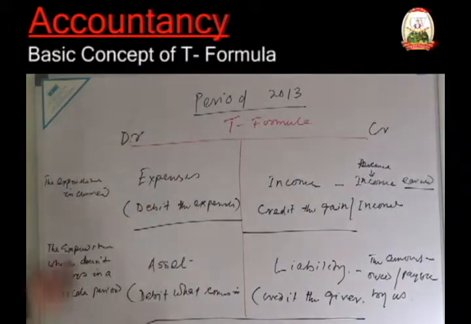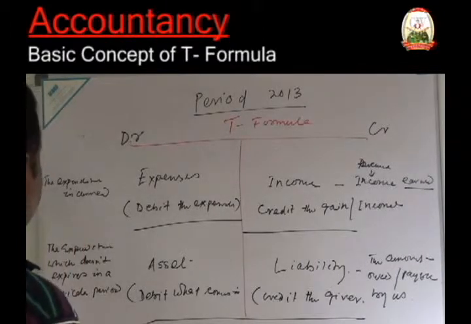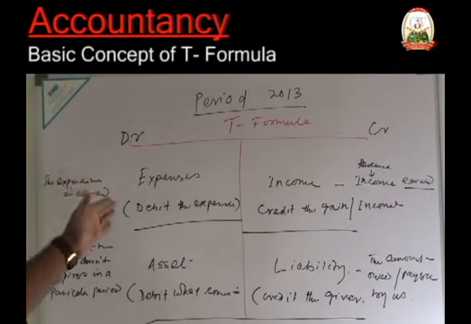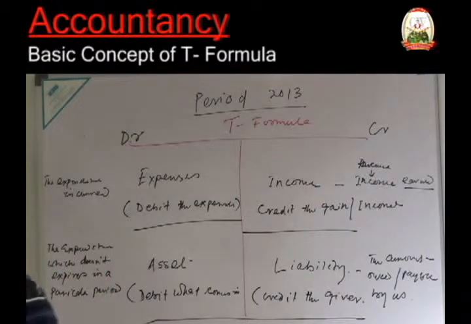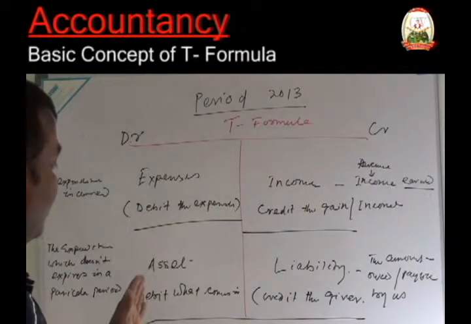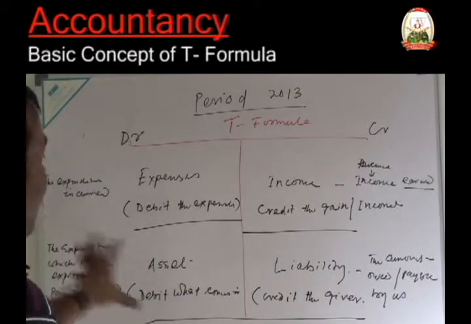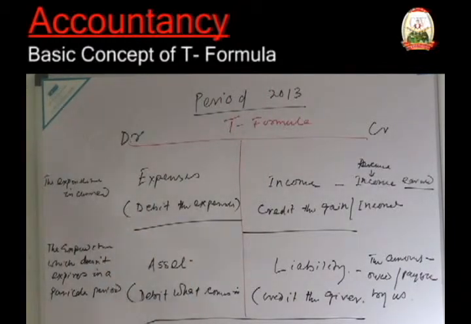In the T formula, what happened? On the debit side, the left hand side, you find debit the expenses, debit what comes in. Similarly, on the credit side, credit the gain or income and credit the giver. Four items are there. Now we will come back to the golden rule.